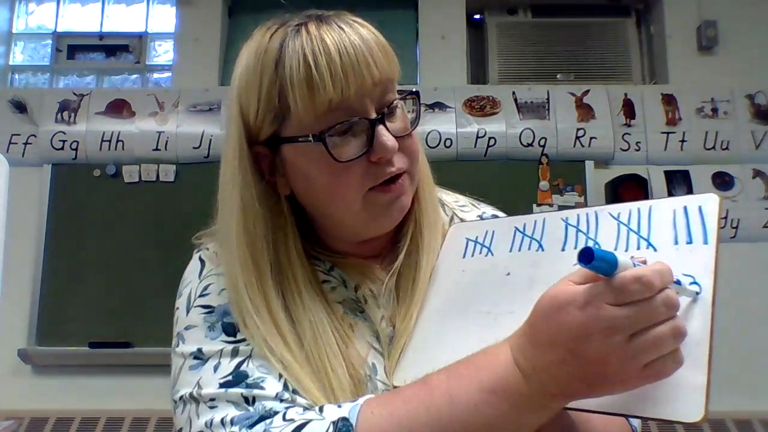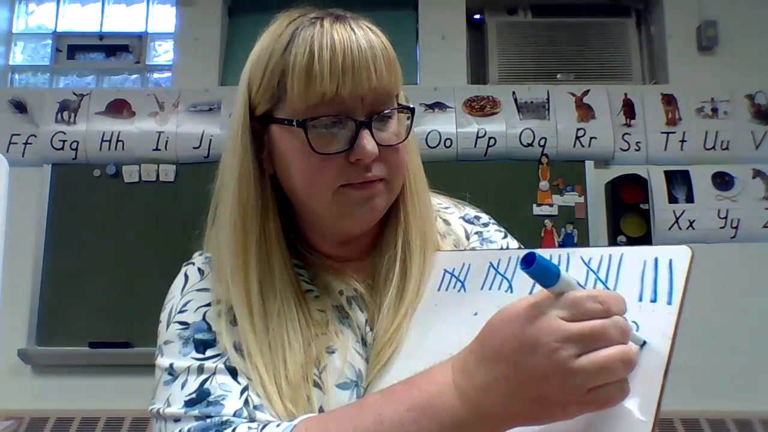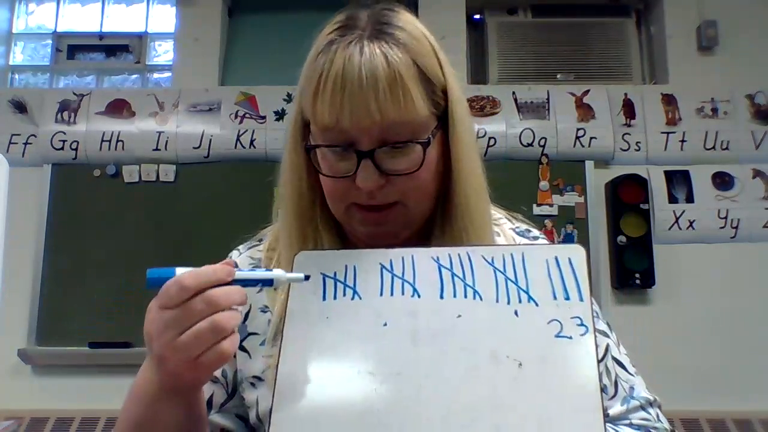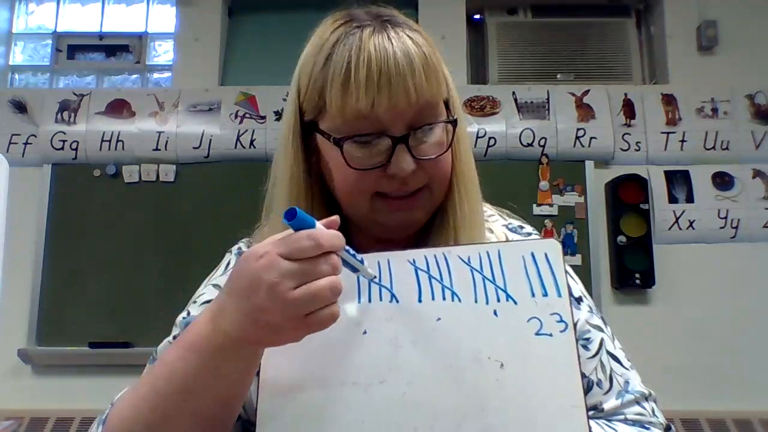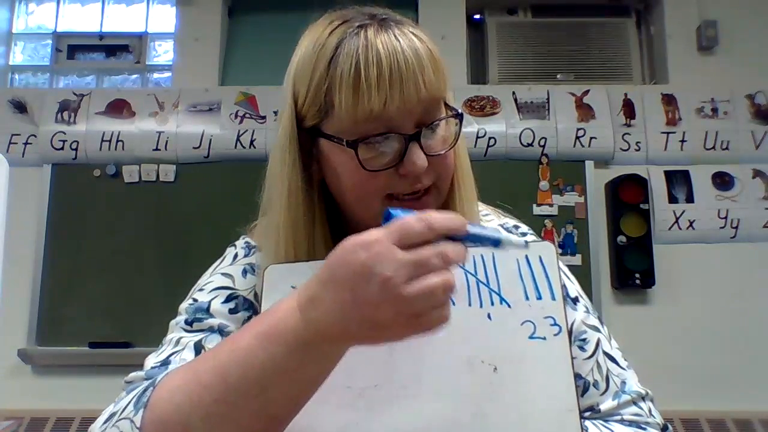Do you see that? Kind of, it's hard. It's so hard to write numbers upside down for me. Yeah, it looks a little bit better. But yeah, so you're counting by 5s when you see the groups of tallies. So 5, 10, 15, 20, 23.